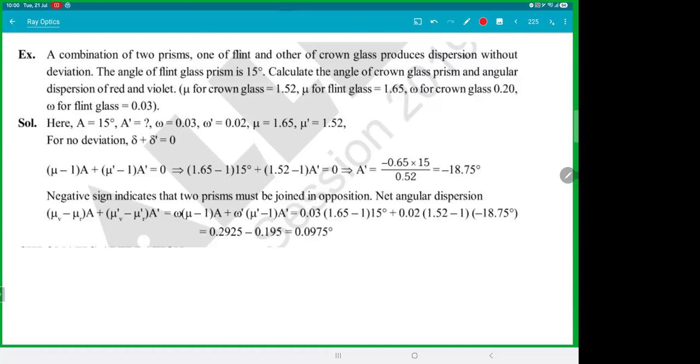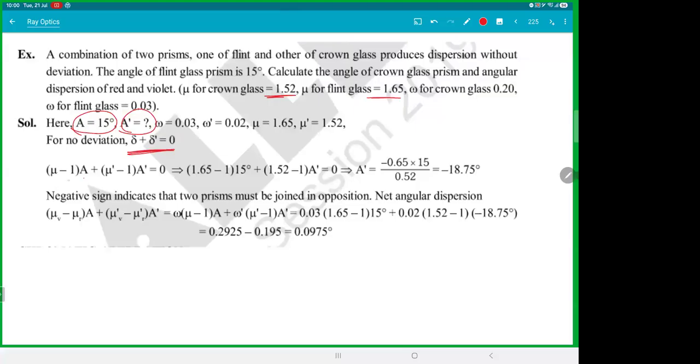See what he's saying. So there are two prisms. One prism angle is 15. Great. The other prism we don't know. And he's saying they are producing dispersion, but there is no deviation. So delta plus delta dash is 0. Mu is given for both of them. So first thing, deviation is 0.